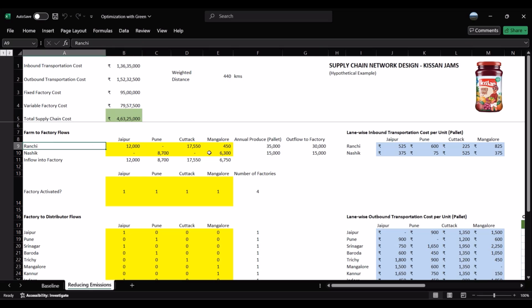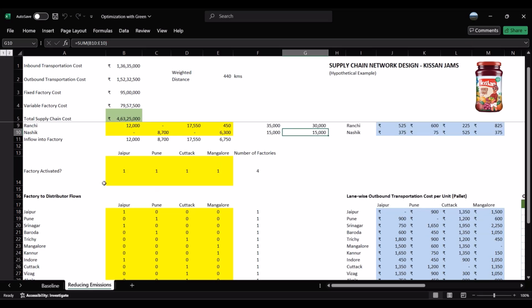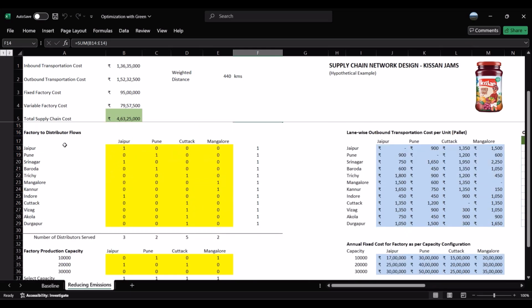The farm to factory flows, you can see that out of the 50,000 capacity, because the demand is 45,000, 30,000 has been transported from Ranchi, and 15,000, which is completely its capacity, Nasik will be supplying to some of the plants as per the configuration. In terms of which plant will be active, as you had already observed, all the plants have been active, which is not a surprise if you think of the geographic dimensions of India.